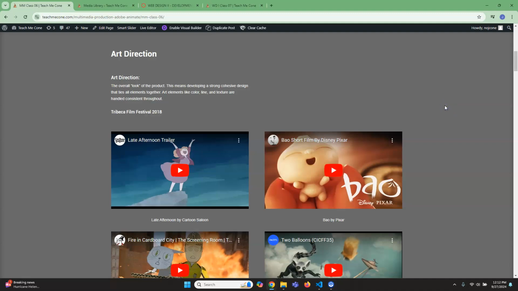Art direction. So art direction is the overall look of the product or film. In our case, or it could be the game. Could be any number. Usually, you typically think of it more in the entertainment industry. But the idea is you want to have some sort of strong, cohesive style that is overarching the entire production.